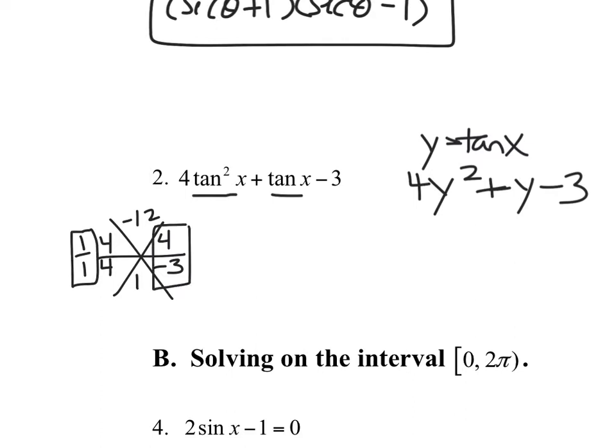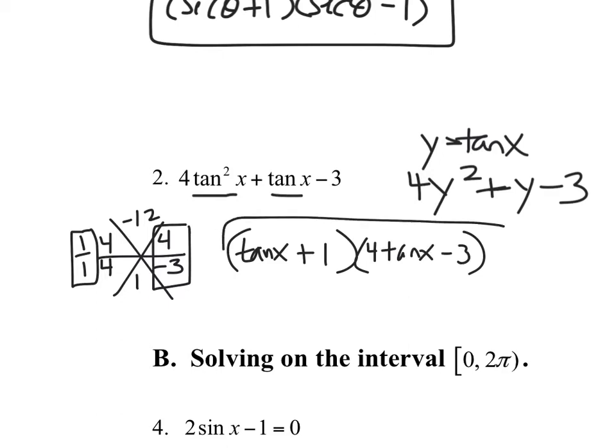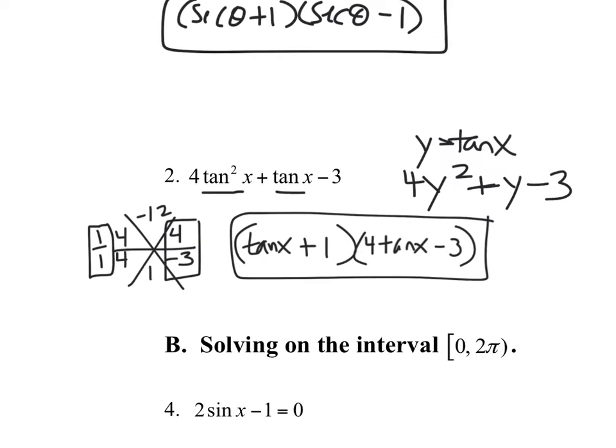And so now we're ready to factor. So we're going to have our two binomials. And so for the first one, I have 1 over 1. So that's going to be tan x plus 1. And then 4 tan x minus 3. And that would be completely factored. Okay? So instead of your variables like y and x and stuff, we're going to be using tangent, sine, cosine, all that good stuff. Any questions so far? We're good?